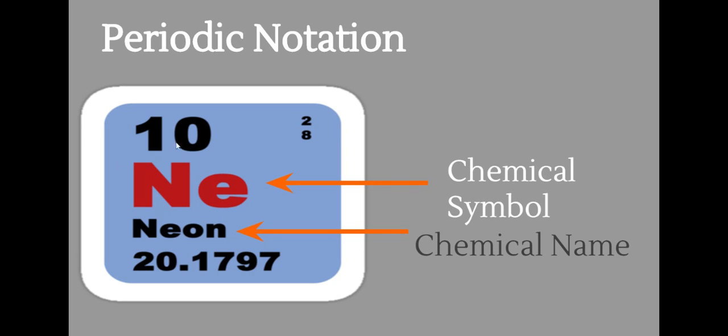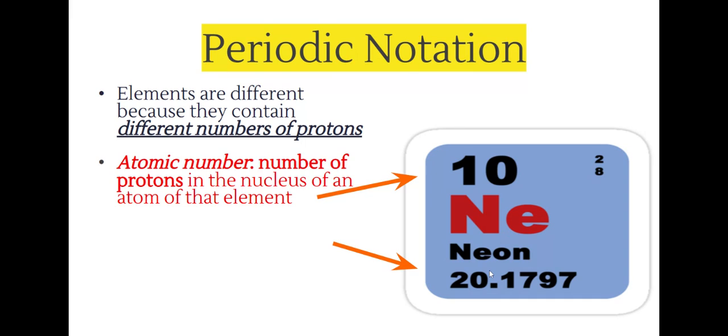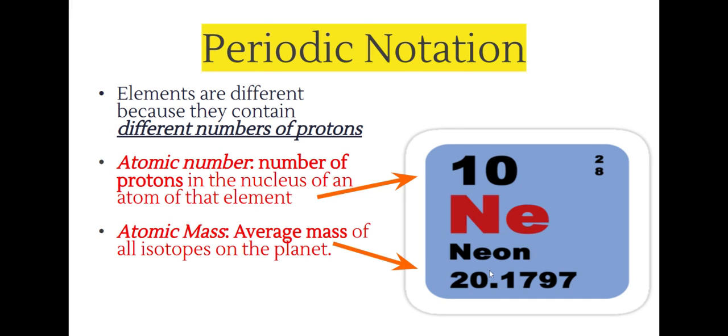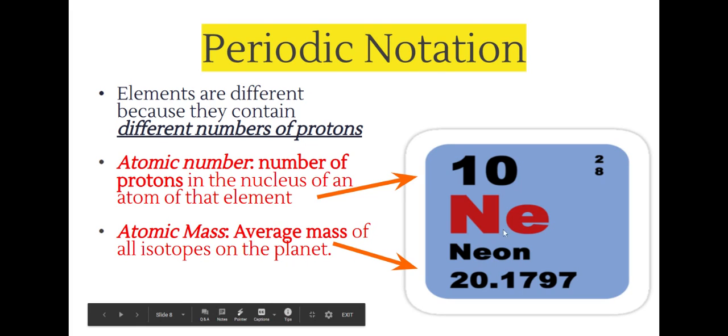At the top, there's a number 10. In the center, an abbreviation. Here, a name. And then down here, a number again. These two items in the center, the Ne and the neon, are the chemical symbol and the chemical name. The other two portions are extremely important because these are how we identify our elements if we don't have access to neon or the Ne.